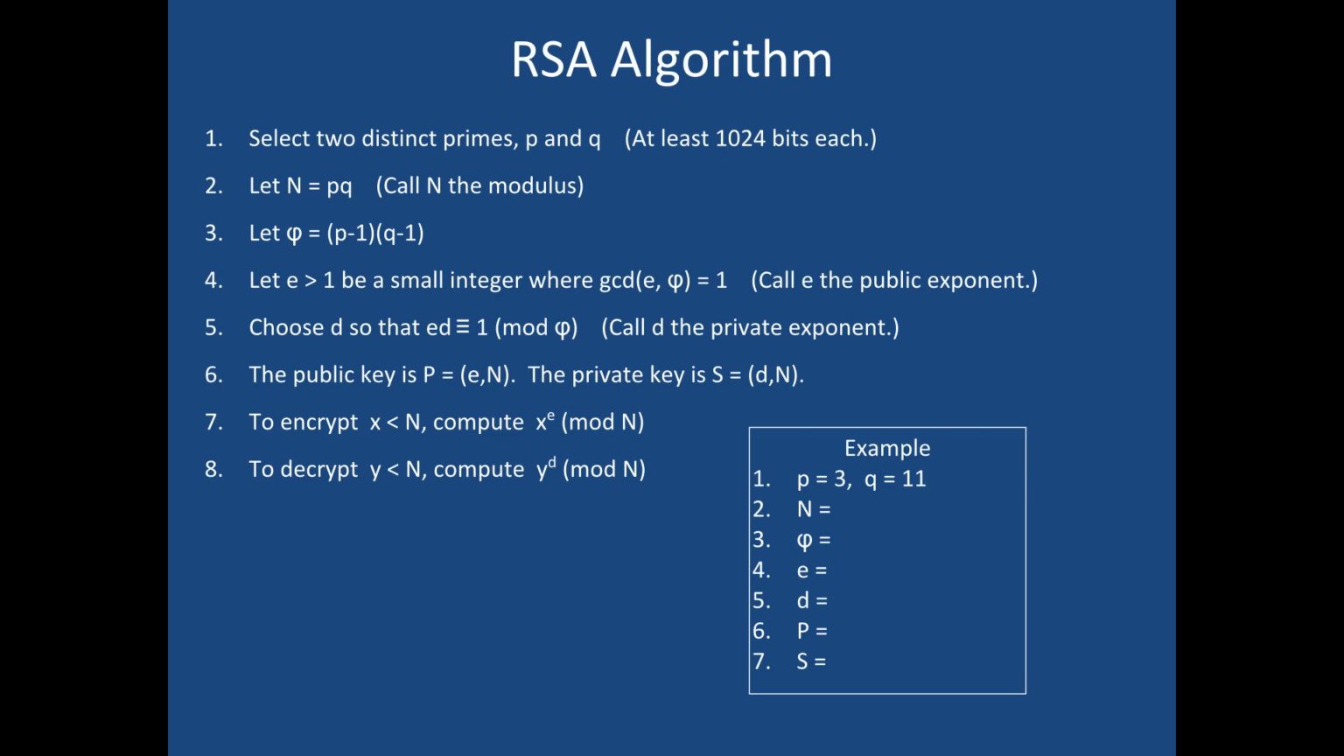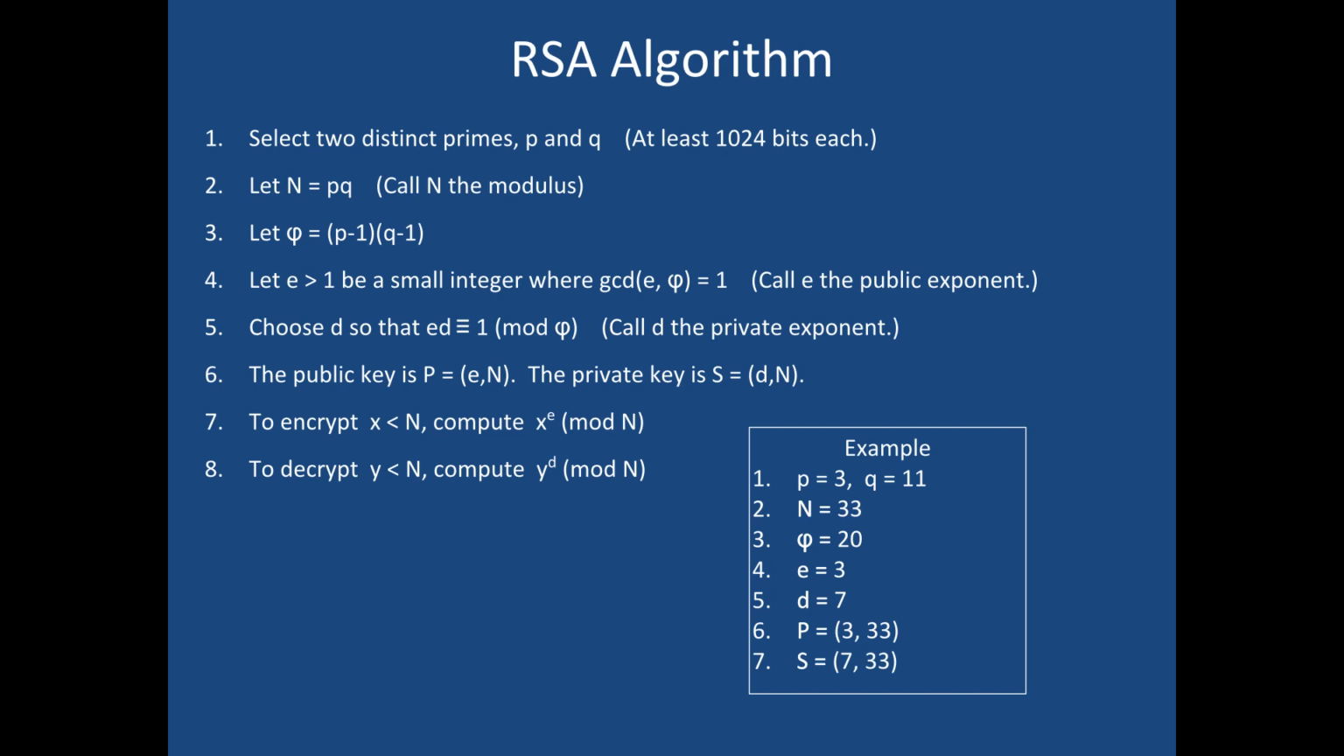So let's do an example here. Let P be 3 and Q be 11. So what's N? 33. Now what's phi going to be? P minus 1 times Q minus 1, so 20. Okay, what's an E that'll work? Let's just start with 2. Does 2 work? No. Does 3 work? Yeah. GCD of 20 and 3 is 1, so we'll use that. Now we have to find the inverse of 3 mod 20. 7. 7 times 3 is 21. So our public key is exponent 3 and 33, and our secret key is 7, 33.